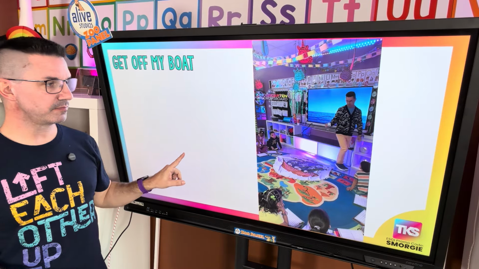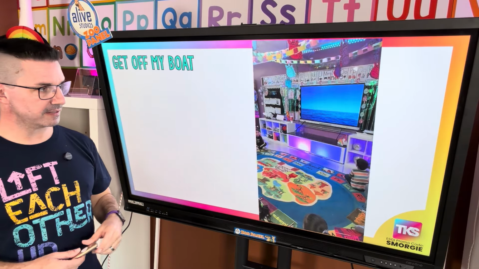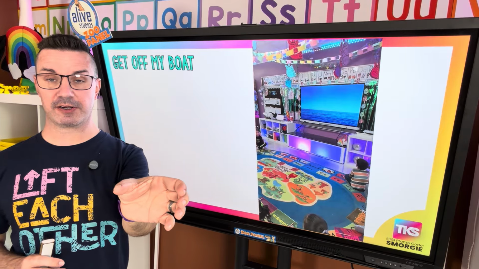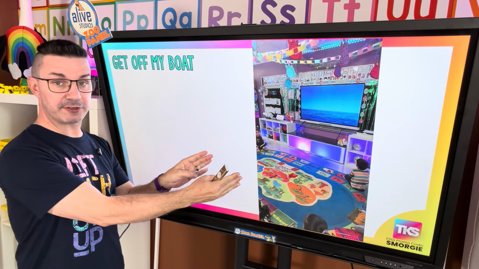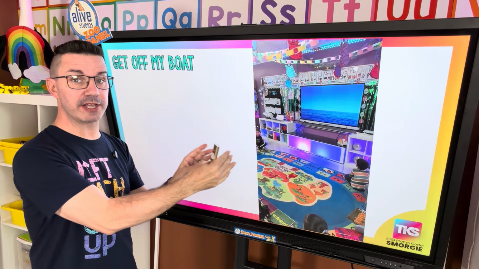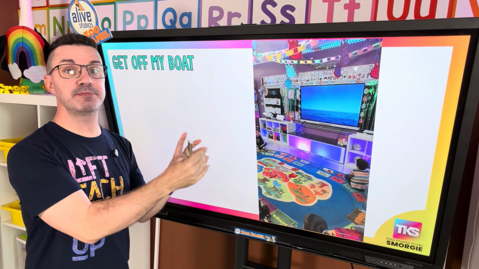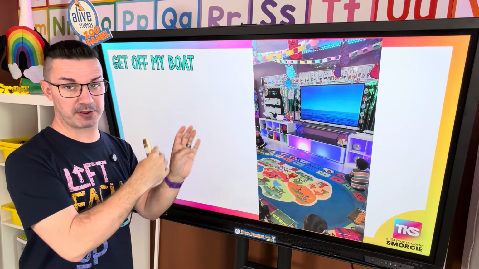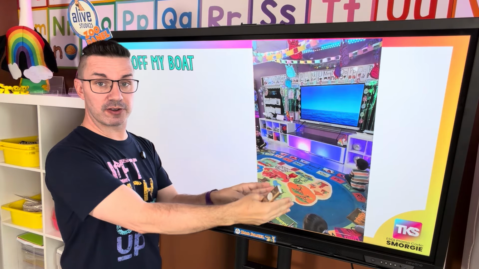Now, I want to stop it for a second. I don't know if you caught it, but I'm holding up an equation card. When we introduce subtraction early in the year, we do get off my boat, but it's just me talking. Just like with get on my boat: 3 kids get on my boat, 2 kids get off my boat. How many kids are left? This is later on in the year.